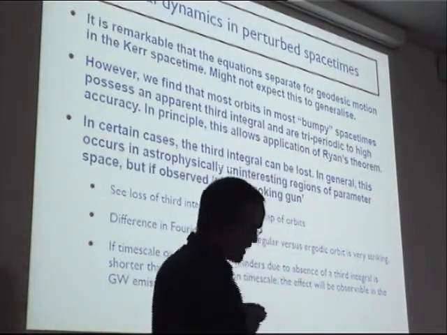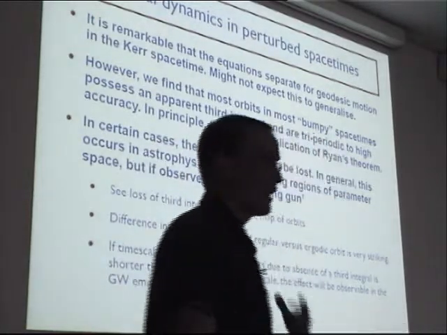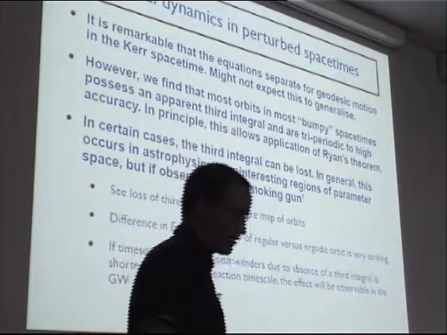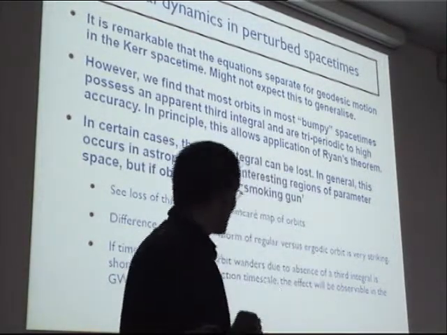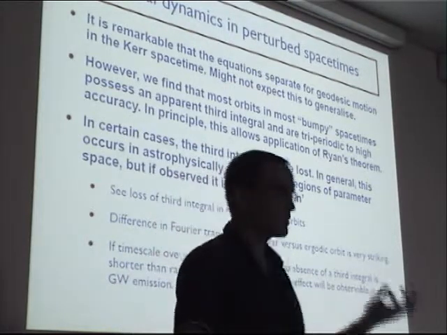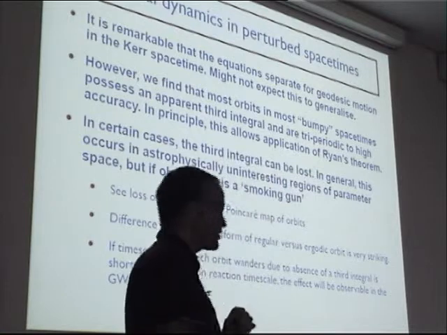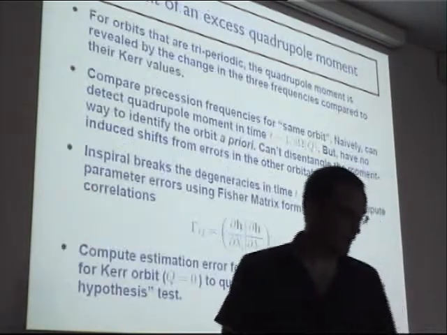However, in general, this occurs in regions of parameter space that aren't really accessible in inspirals. And Elliot will talk about this some more as well. If the third integral was lost, and the timescale on which the orbit wanders due to the absence of this third integral is shorter than the radiation reaction timescale, then in principle we'll be able to observe this in our gravitational wave emission.